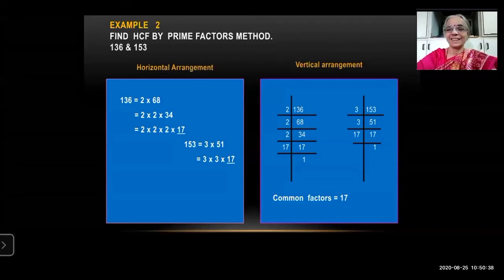If I have done it in vertical arrangement, it will look like this. If you have done it in vertical arrangement, just check. In any arrangement, the answer is always the same. Okay. Now again, I need to go to the question and think: why did I factorize these numbers? To find HCF. So to find HCF, I need common factors. And so the answer: HCF of 136 and 153 is 17.